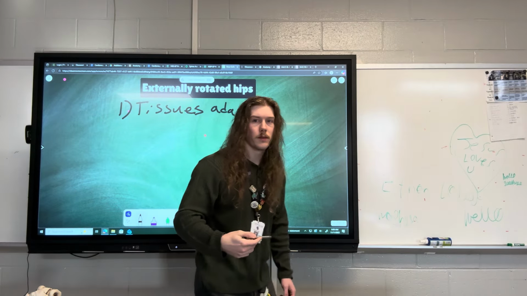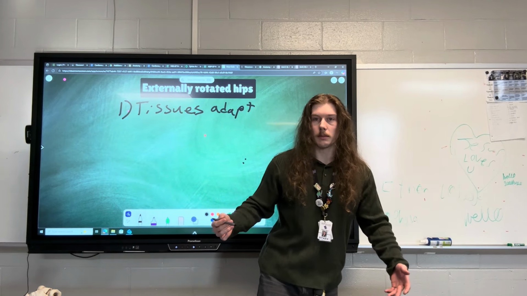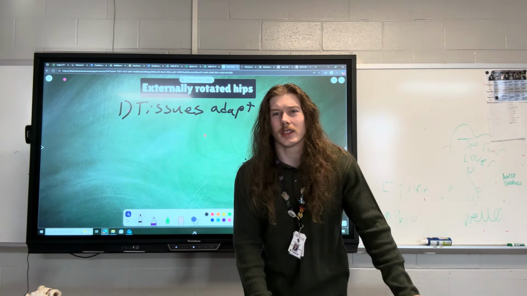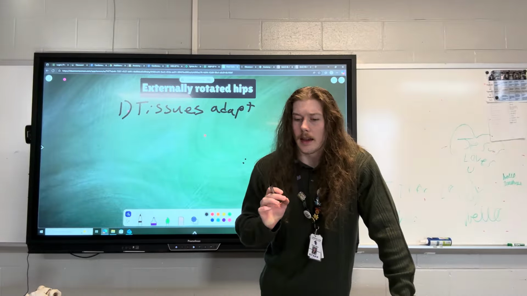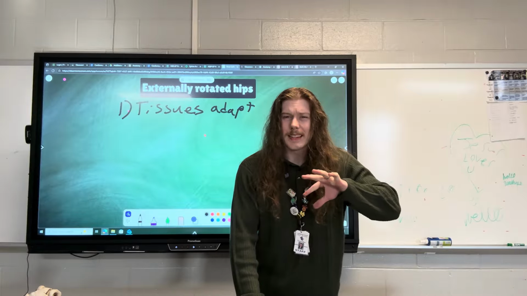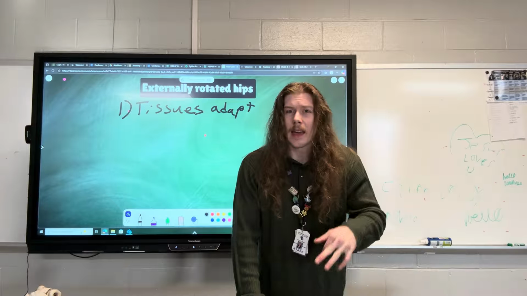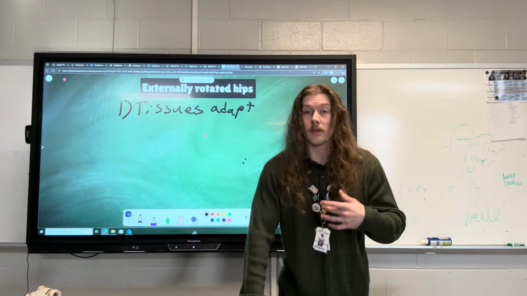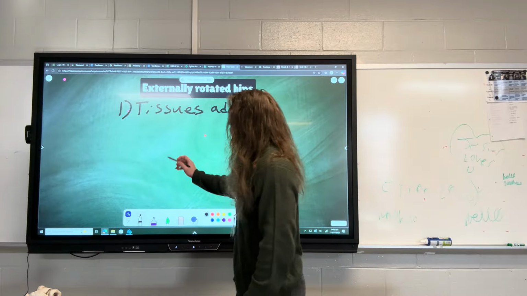Okay, so what does this mean for our example here with somebody who's chronically externally rotated? Well, muscles like their tensor fascia lata, TFL, I never know how to pronounce that, tend to be shortened. And their adductor group and their deep internal rotators tend to be very lengthened. We call this a length-tension relationship.